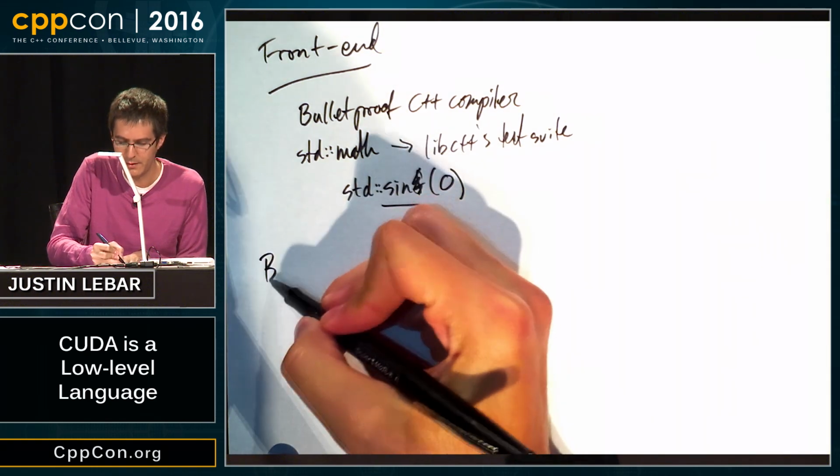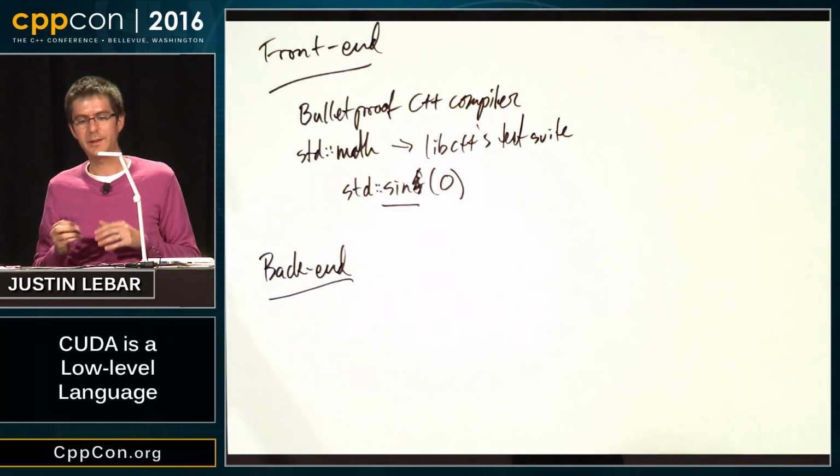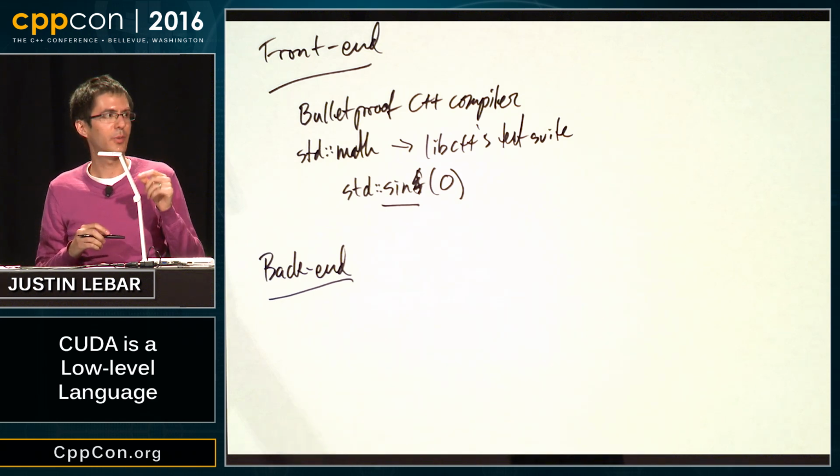On the back end, I think the thing to be excited about with being able to use LLVM to compile your GPU code is that you can take the code that's important to you, optimize it, see where the compiler is failing, and then fix the compiler. So let me give you two examples of that.